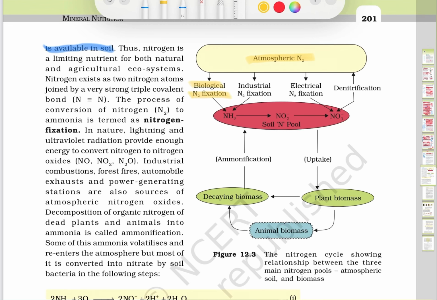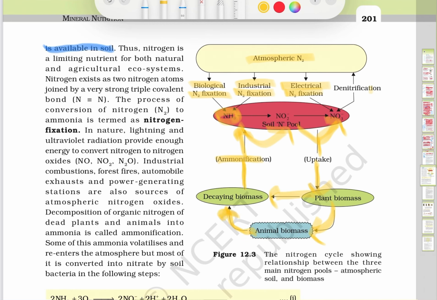NH3, ammonium, which is further converted to nitrate in the soil nitrogen pool, and then into nitrite. Nitrite is also converted to nitrate, and nitrogen is returned by the process of denitrification. Now ammonification: nitrate is taken up by plant biomass, which is further taken by animal biomass. When plants and animals die, it is converted to ammonia by the process of ammonification. So it's a cycle, going round.